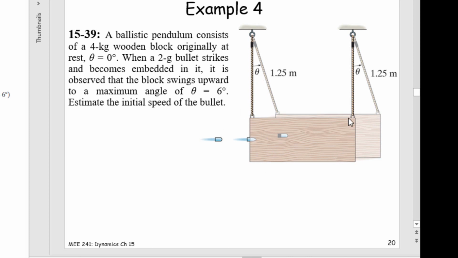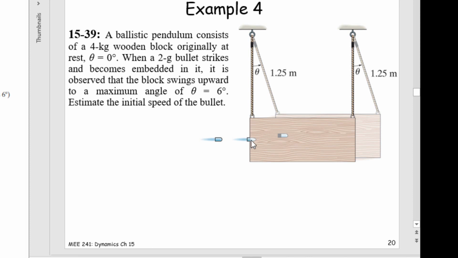So this is my body. It was at rest when there is no bullet and when theta was equal to 0. Now, a 2 gram bullet, so make sure you convert this to kilograms by dividing by 1000. This 2 gram bullet strikes this pendulum and becomes embedded in it, which means it will have the same velocity as this pendulum.